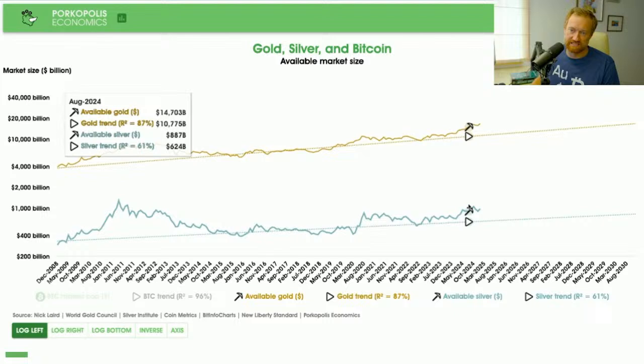So now, a $15 and a half trillion gold market cap, silver 800 billion. It took us 15, 16 years. We went 4x roughly on gold in 15 years in dollar terms. And in silver, we went 3x.